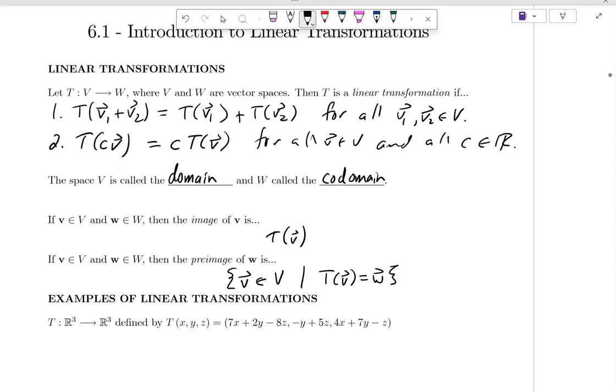So to give, not with linear transformations, but to give a specific example of the difference, if I have the squaring function, the image of 3 is what? The image of 3 is 9. The pre-image of 9 is what? 3 and negative 3, right? Because both of them map to 9. Does that make sense? Okay. All right.